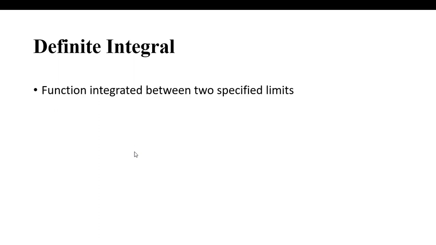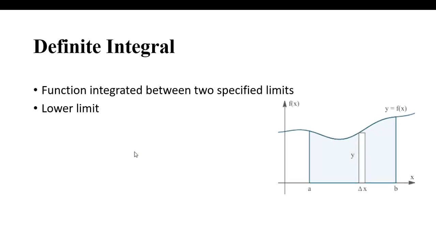Now, the definite integral: functions which are integrated between two specified limits. If we have limit 1 to 2 or 2 to 3, we want to integrate over a range, so we can call it a definite integral. As you are seeing in the graph, a is the lower limit and b is the upper limit. We have to find the integral between these two points.